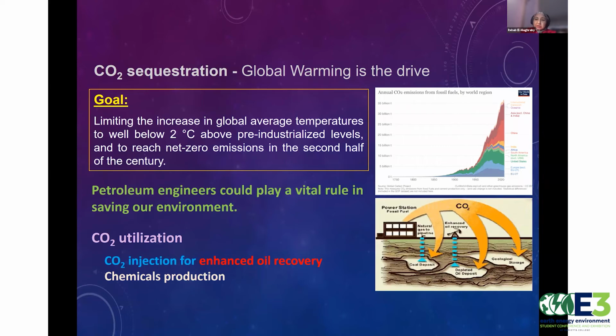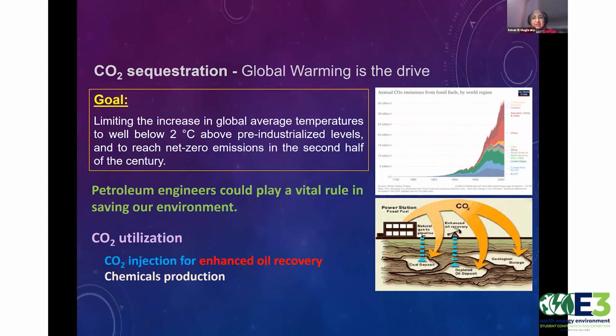So for CO2 utilization or CO2 sequestration, CO2 is just injected into the underground for the sake of storage, without reaction with anything and without the production of anything. It will be injected into 1 kilometer deep water aquifers without reacting. CO2 can actually react with carbonate rock.